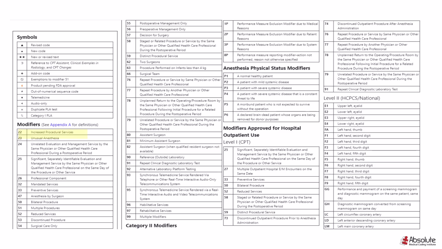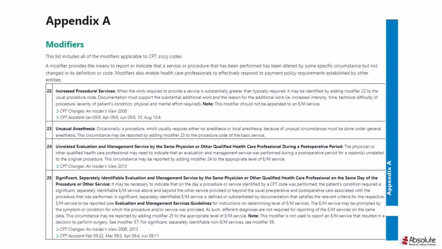So I just want to point out some common modifiers: 22, 23, 25, 26, 32, 33, 50, 51, 52, 59, 62, 63. Those are some common ones. Now let's take a look at Appendix A. This is where you get the full definition of that modifier.